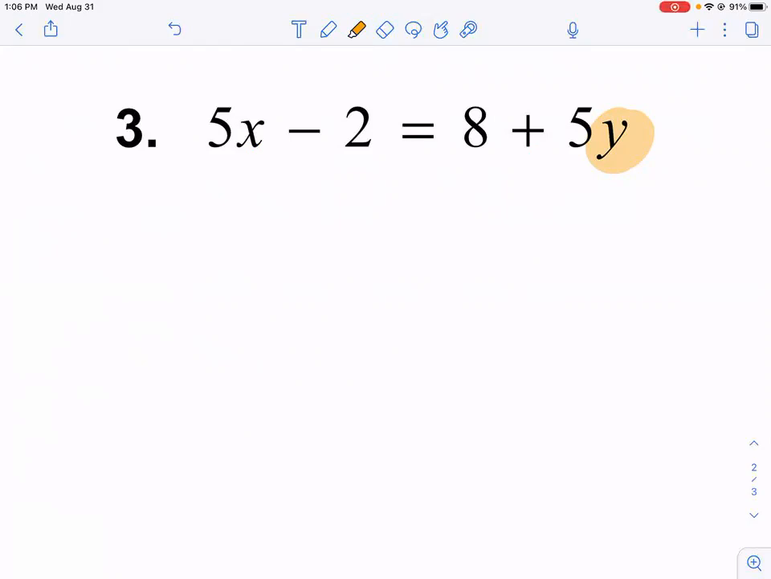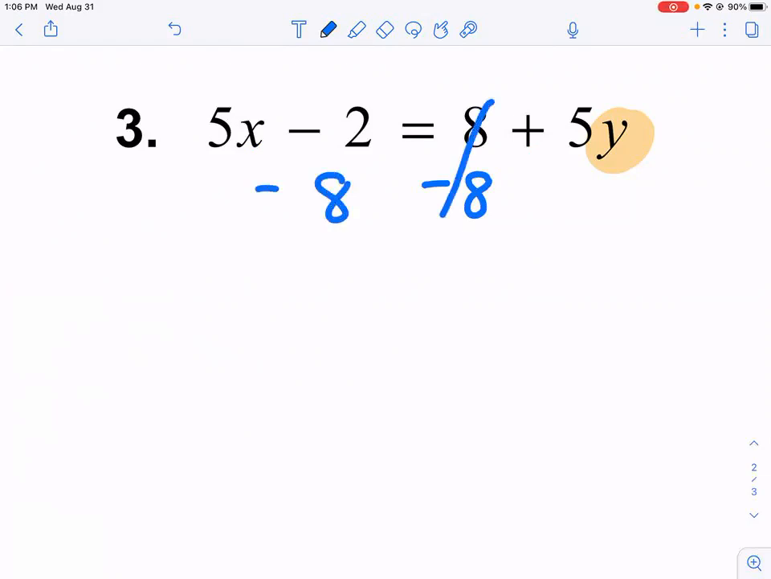Now, what needs to move first, the 8 or the 5? Raise your hand if you know. What needs to move first, the 8 or the 5? Avery. The 8. And how do we get it over to the other side? Thank you, Avery. We are going to subtract 8 from the other side.